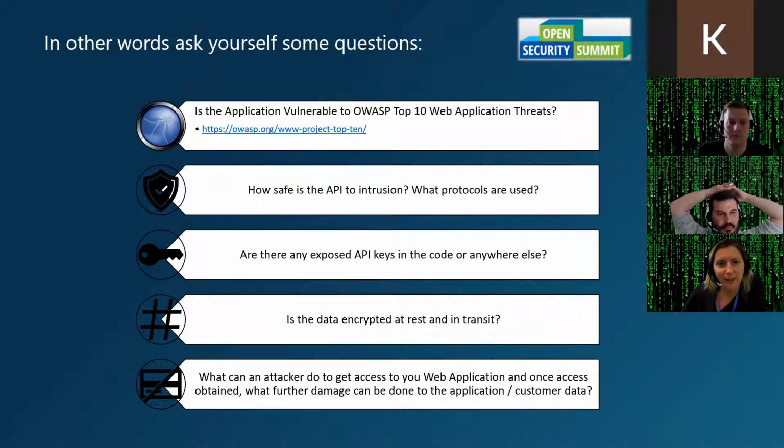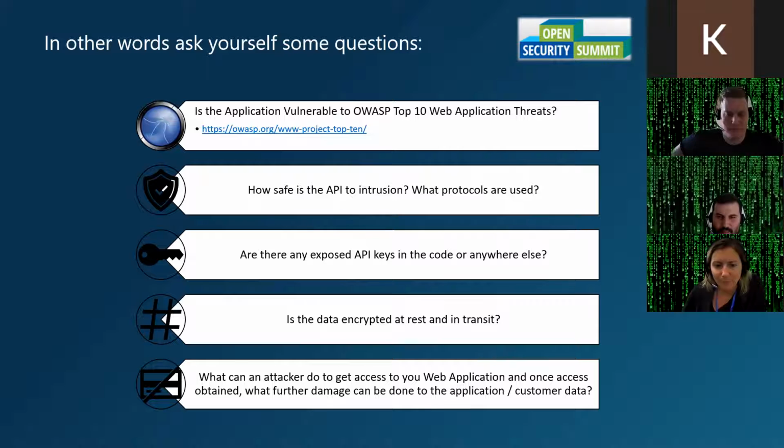Just to wrap up, some of the questions you can ask yourself when you're preparing for a threat model: you can always think about the OWASP Top 10, because even if your application is not vulnerable to any of those, it can be a landmark for you, and it can remind you of some other potential vulnerabilities and threats that you might have missed. So it's always good to go back to the good old OWASP Top 10, and then you can think about how safe your API is to intrusion. What protocols have you used?